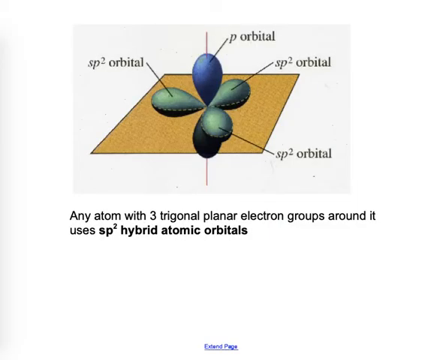Okay. So, anytime we have an atom that has 3 electron groups around it that are oriented in a trigonal plane, we say it uses sp2 hybrid atomic orbitals, or we describe the hybridization as sp2. And here you see the 3 equivalent sp2 hybrid atomic orbitals in green in the plane of the molecule, and you see the unhybridized p orbital that remains perpendicular to that plane.